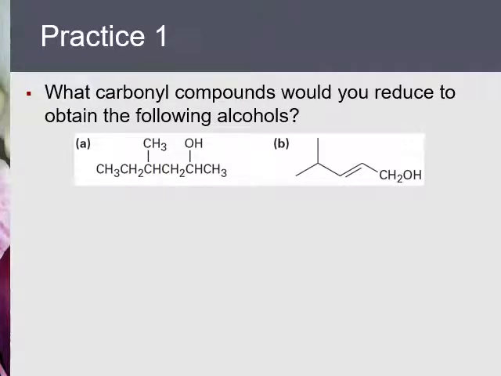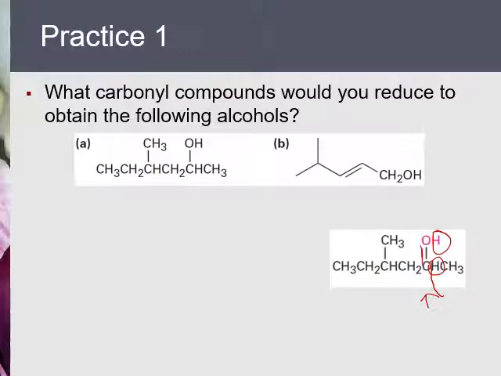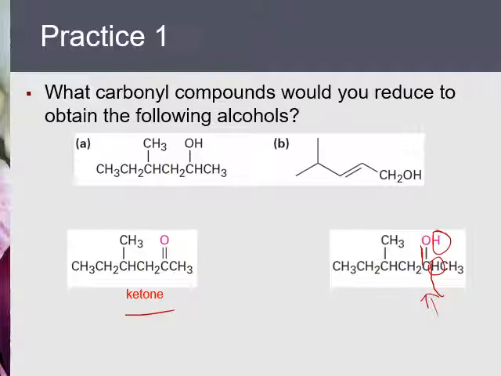Practice. What carbonyl compounds would you reduce to obtain the following alcohols? In A, this alcohol is a secondary alcohol. From the mechanism, we learned that the hydrogen attached to oxygen comes from the protonation step, and the hydride attacks the carbonyl carbon. So here, this hydrogen probably comes from hydride attack, and therefore the original compound must have a double bond here. And so that's a ketone. So for secondary alcohol, it's probably a ketone.